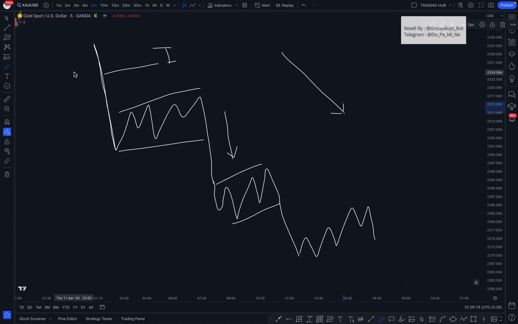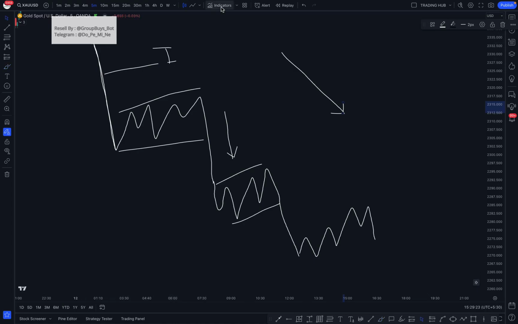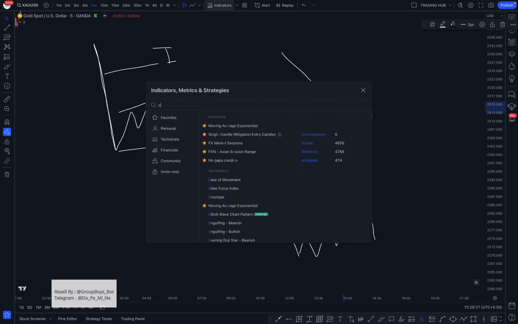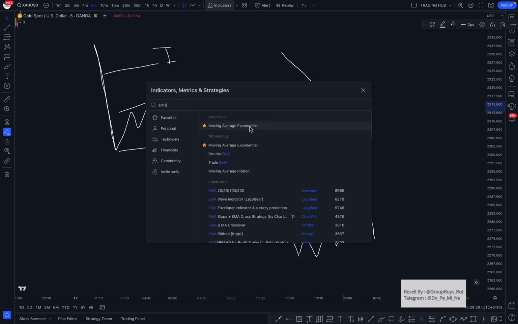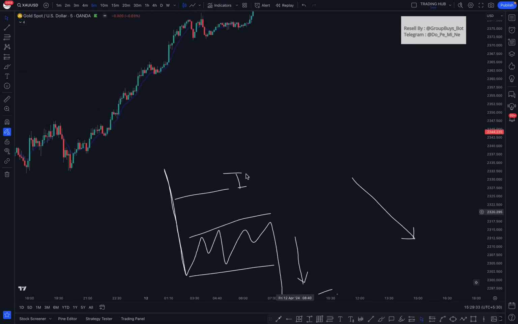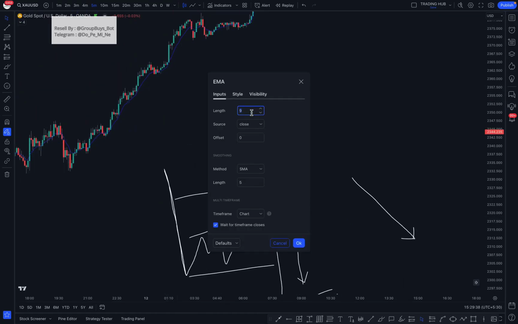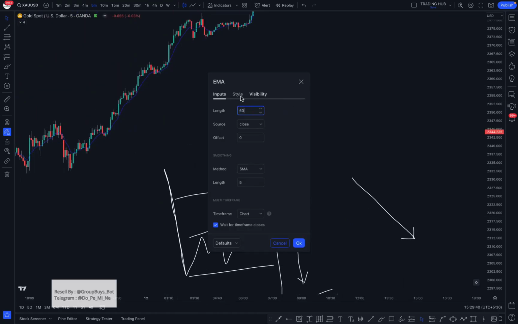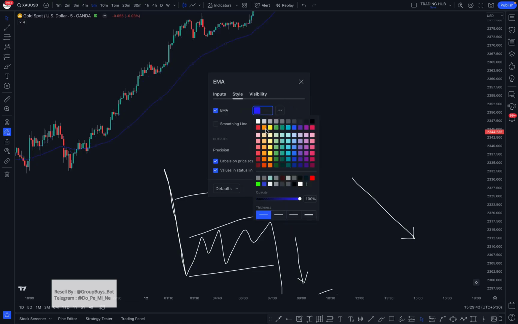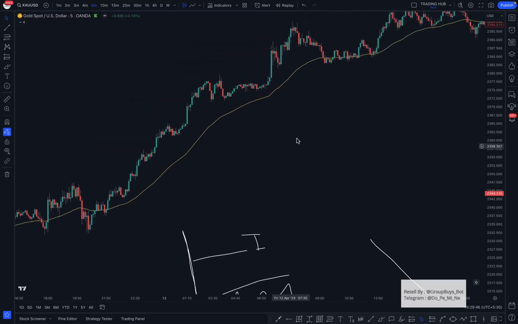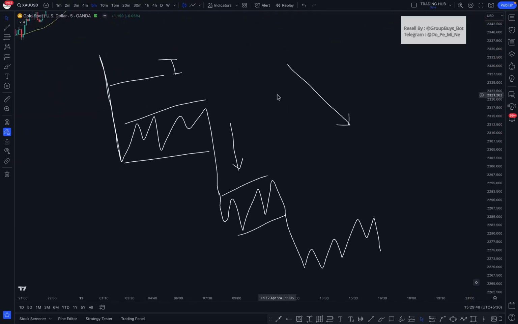So you need to apply an exponential moving average. Simply go to the indicator section and search for EMA, exponential moving average. Once you click there, it looks like this, and it is 9 by default. You can enter 50 here, and in settings you can change the color as per your style, and then okay. I'm just showing you quickly, then I will explain on the chart.